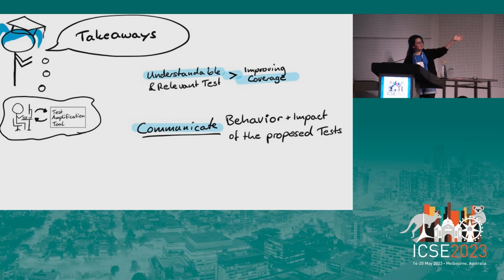And well, I said understandable and relevant, we also need to communicate this to the developer and make sure that they understand what is the behavior of the test that we propose and what is the impact of the test that we propose. And I think there we can really invest more in how do we tell the developers how great the tests are that we are actually producing for them.